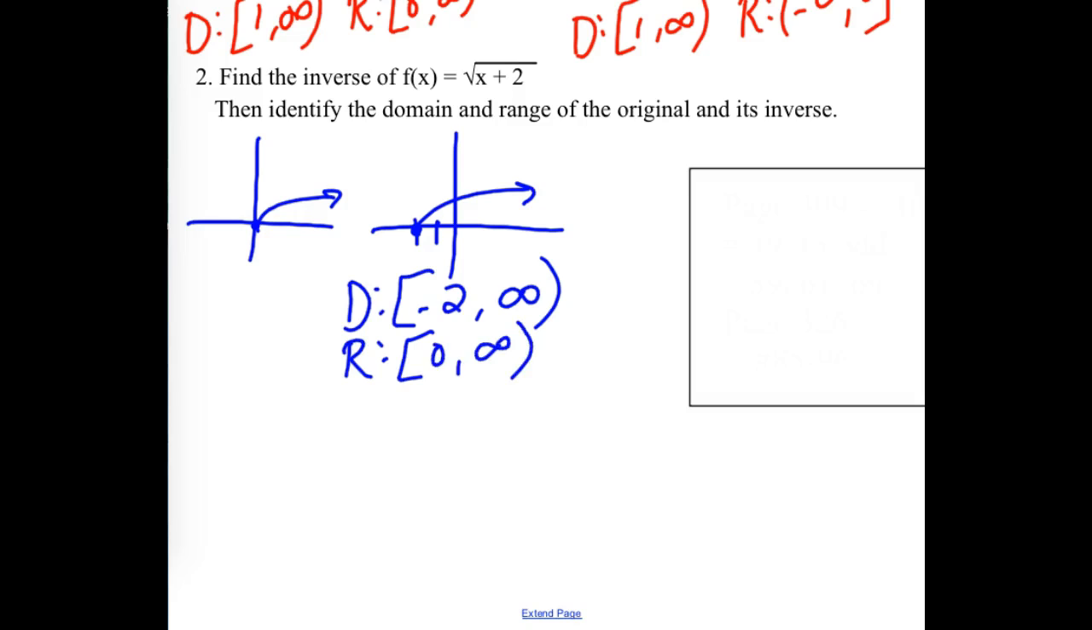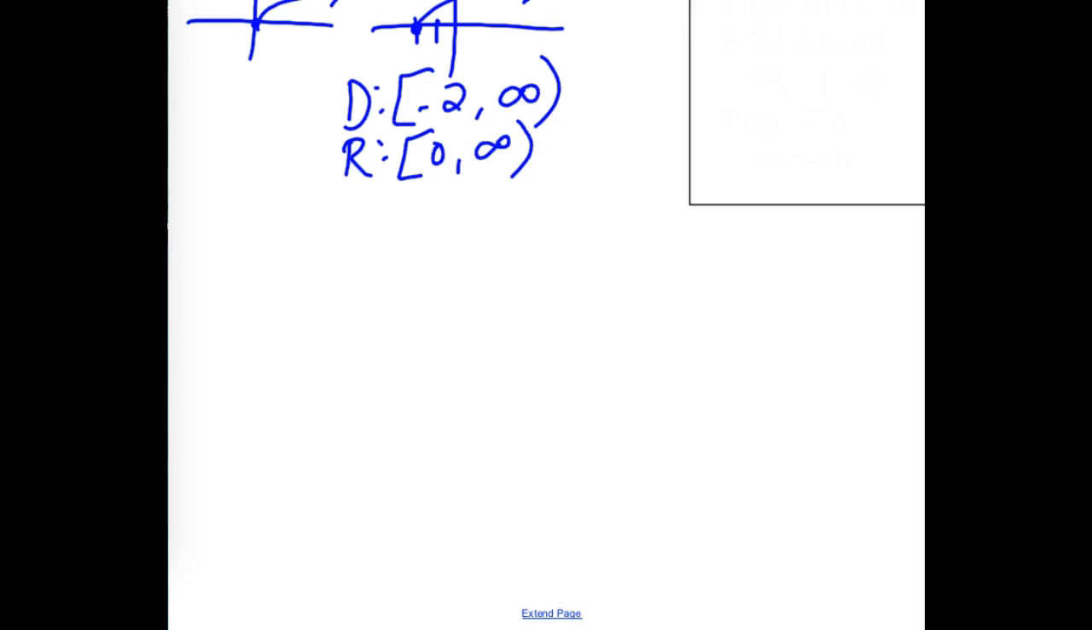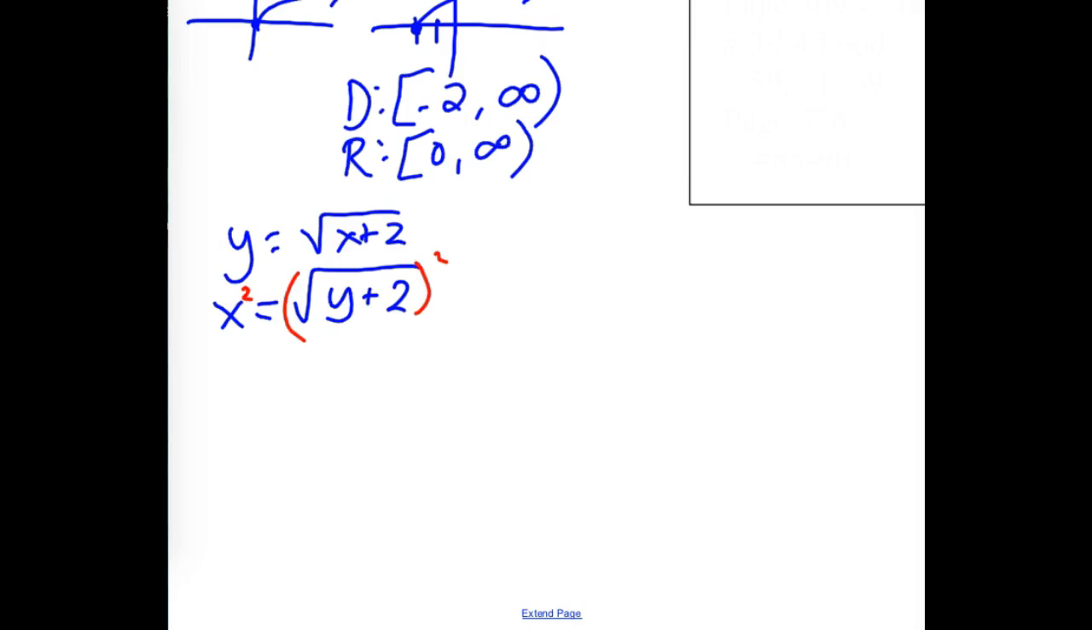Okay. So let's find our inverse function. We had y equals the square root of x plus 2. We're going to switch our x and y's. How do we undo a square root? We do have to square both sides. So we're going to square this, we're going to square this. It'll cancel my root on the right-hand side, and I just get y plus 2. On the left, I end up with an x squared. Okay. Then I subtract my 2 over.